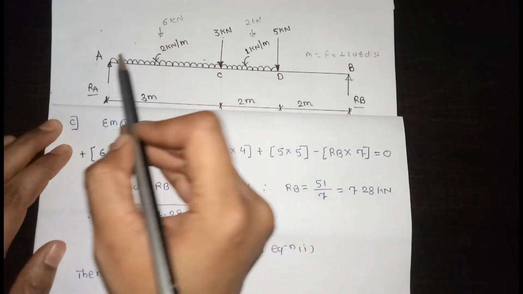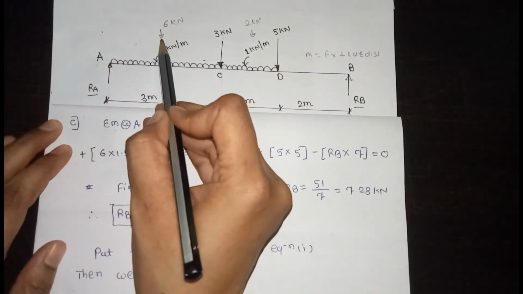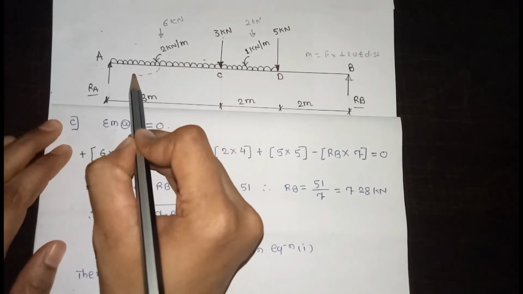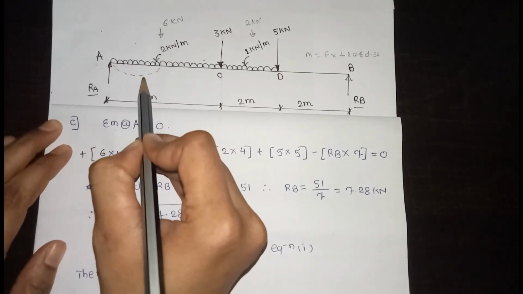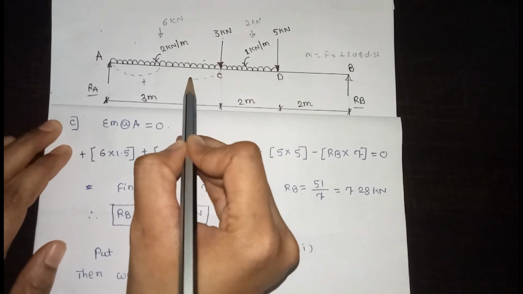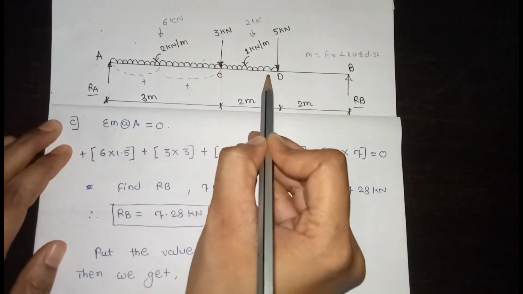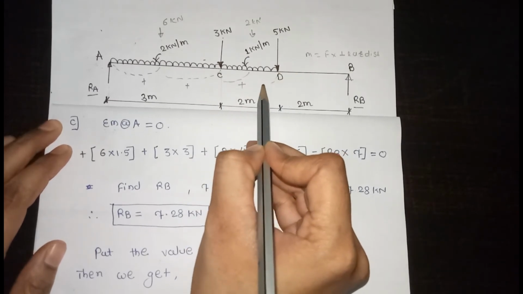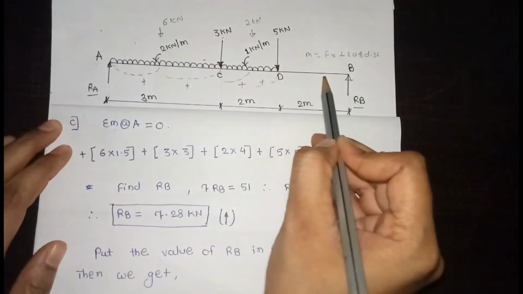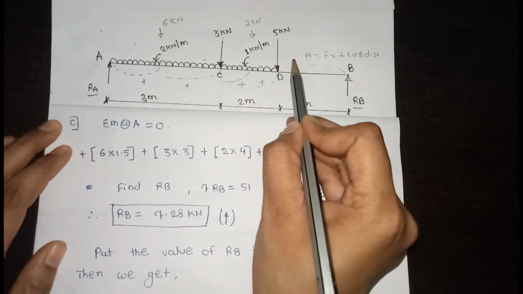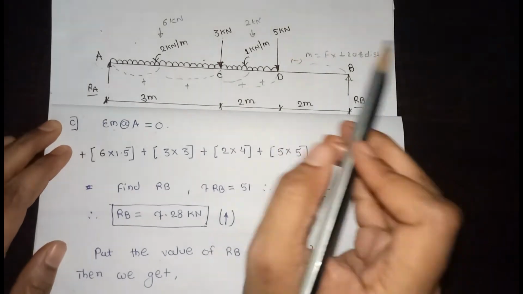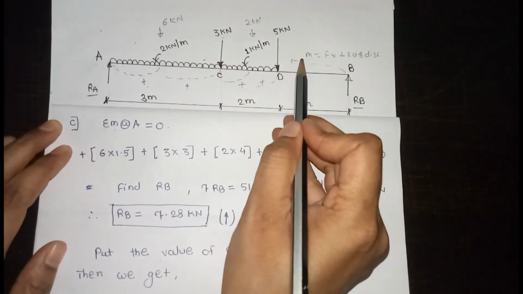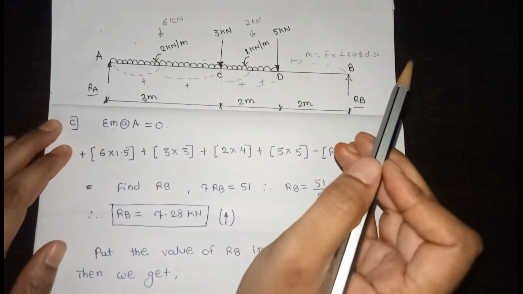So from point A, the first force is the 6 kN. Decide the rotation. This is clockwise, then plus. Then the second force, 3 kN, plus clockwise. Third force clockwise, plus. Fourth force clockwise, plus. Then the last force is anti-clockwise, meaning minus. Clockwise moment is taken as positive direction, anti-clockwise moment as negative direction.